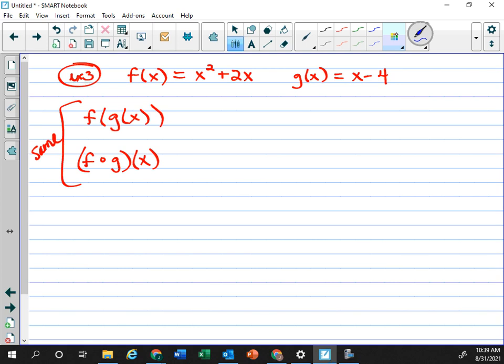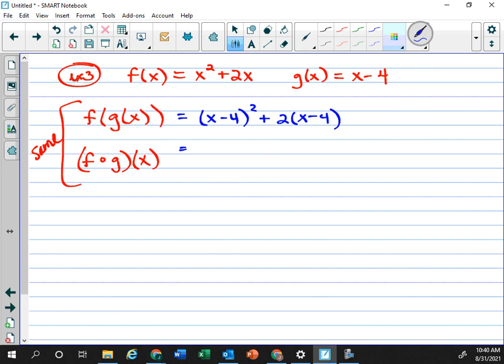So guys, what does it mean to do f of g of x? Right, you're taking that entire function and substituting it in. So anywhere there's an x in the f of x, I'm replacing it with x minus 4. So I've now got x minus 4 quantity squared plus 2 times x minus 4.